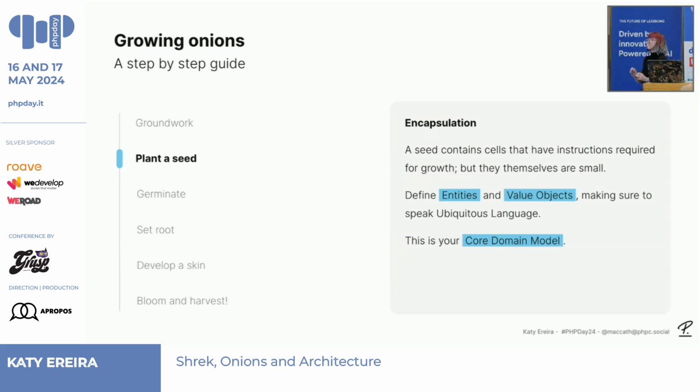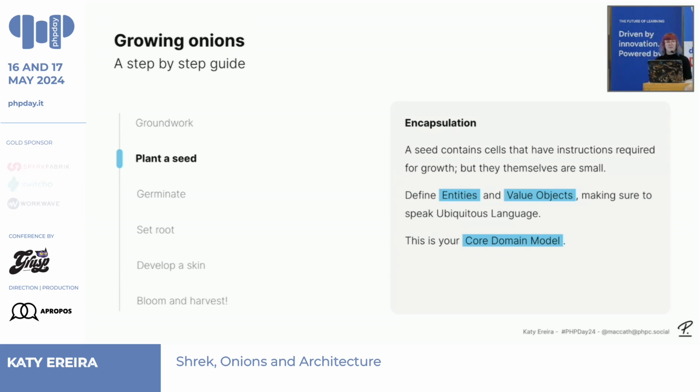So a seed is very small, but it contains all of the information required for an onion to grow and enough nutrients to sustain it until it can grow roots and leaves to get some energy from sun and the soil. So in this stage, you would define your entities and value objects. So entities, interfaces for entities, and value objects.